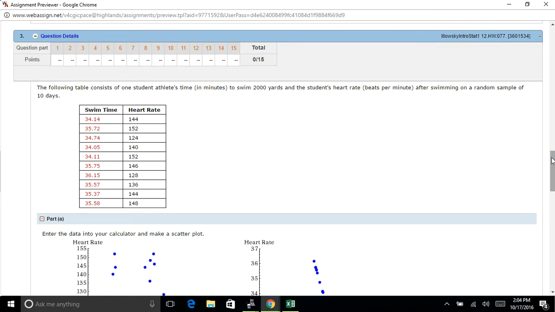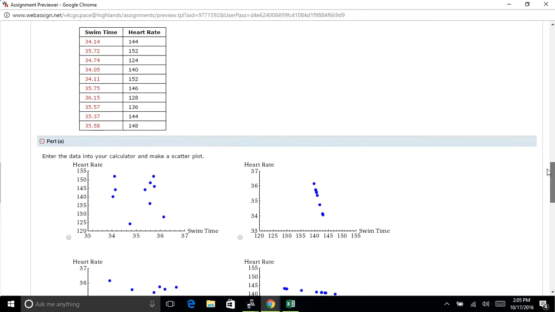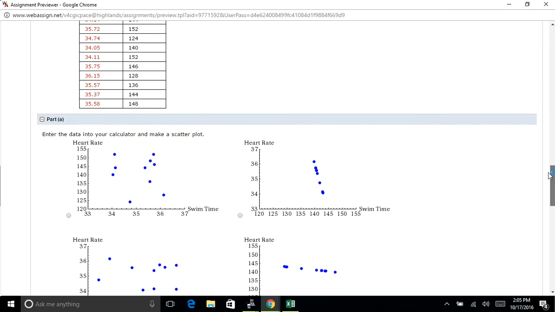So here we go. I have a table that consists of one student athlete's time in minutes to swim 2,000 yards and the student's heart rate in beats per minute after swimming, for one random sample of 10 days. So the swim time is in minutes and the heart rate. They're trying to see how his heart rate does based on how fast his swim time is. So we want to see the data as a scatter plot.